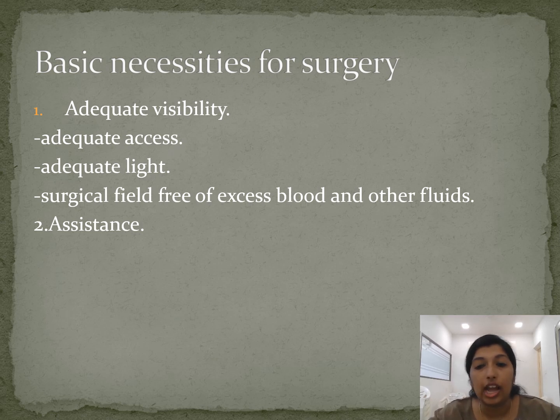On top of that, we need adequate light, especially the person who is assisting should not block the light that is coming from the light source. Then the surgical field must be free of excess blood and other fluids. Second one is assistance. A surgeon's success also depends on the efficiency of the assistant. If the assistant is bad, the surgery tends to go bad because the surgeon has difficulty in managing the surgical field.